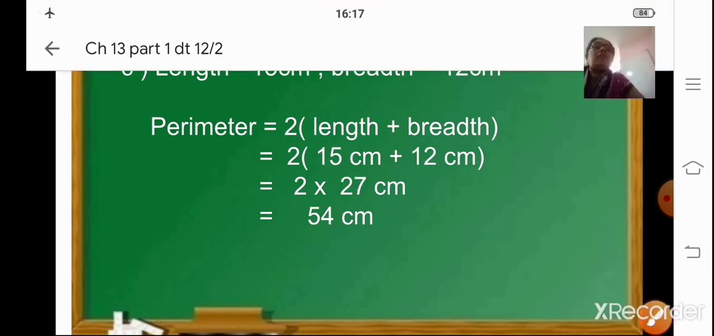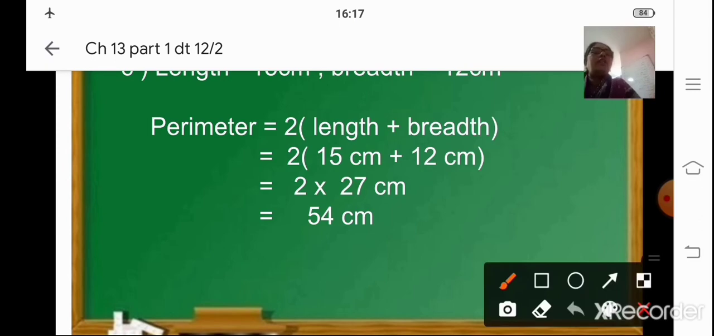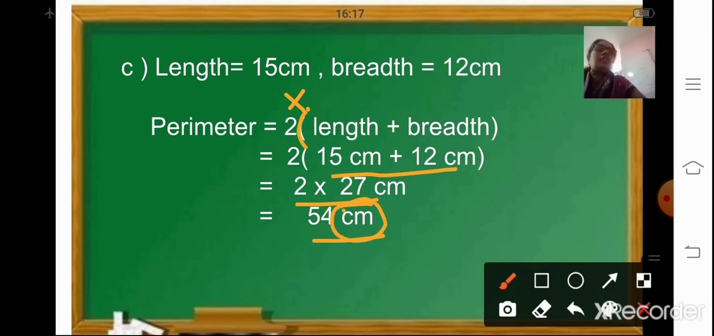Now same way, one more sum here, where the length is 15 centimeter and breadth is 12 centimeter. Now again the same formula, perimeter of a rectangle is equal to 2 into length plus breadth. Now here no sign, if you are putting it in a bracket, that means we have to multiply. Okay, so 15 plus 12, that will be 27. So 2 into 27 is 54 centimeter. So we have to write the unit also, whether it is in meter or centimeter.